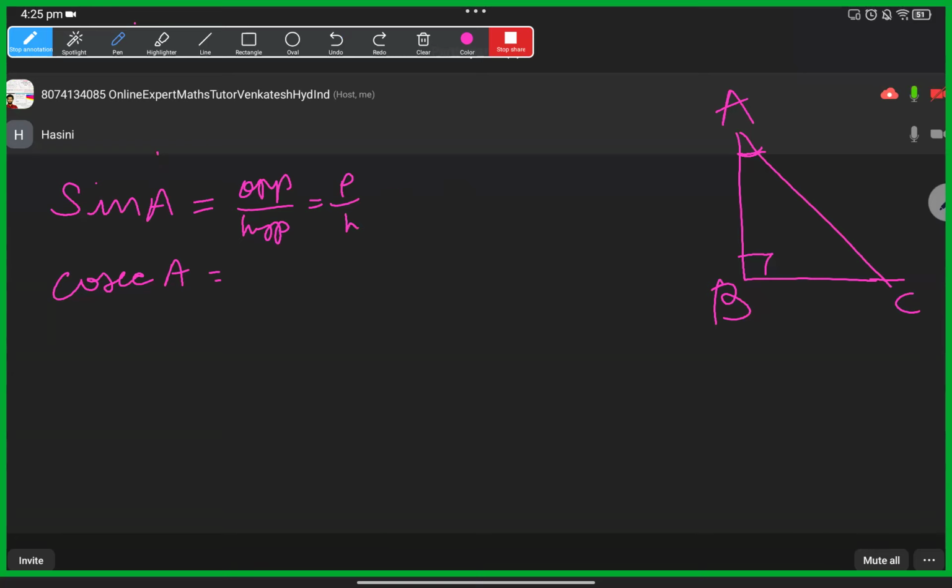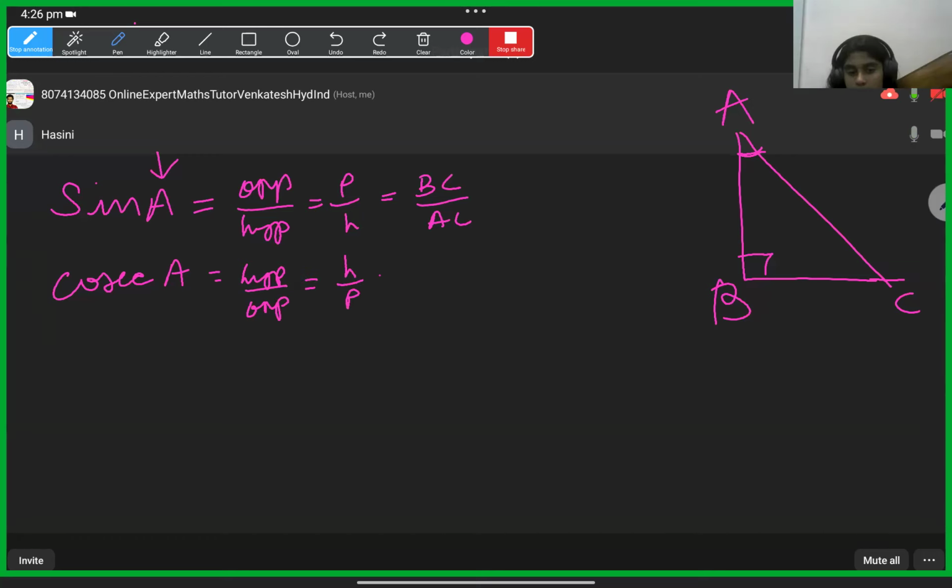Sine A is perpendicular by hypotenuse. As per this angle, the perpendicular or opposite side will be BC, and the hypotenuse is AC, so sine A is BC by AC. Then cosecant A is the reciprocal of it, hypotenuse by opposite, or hypotenuse by perpendicular as per that angle. So simply it is the reciprocal of BC by AC, which is AC by BC.